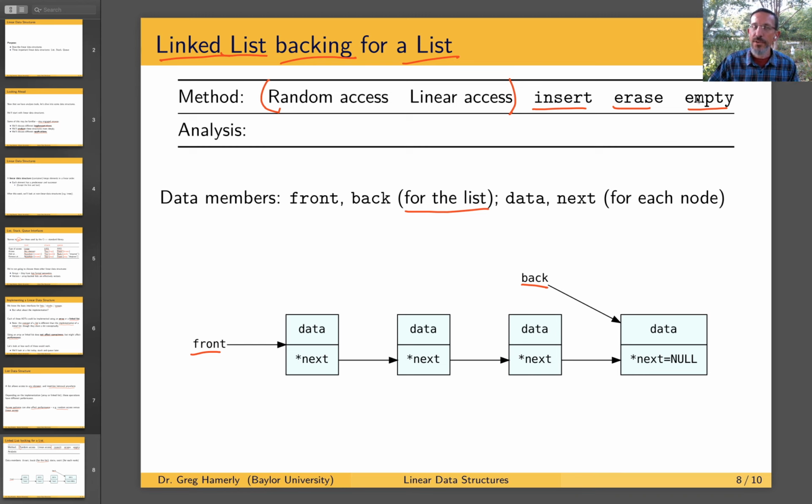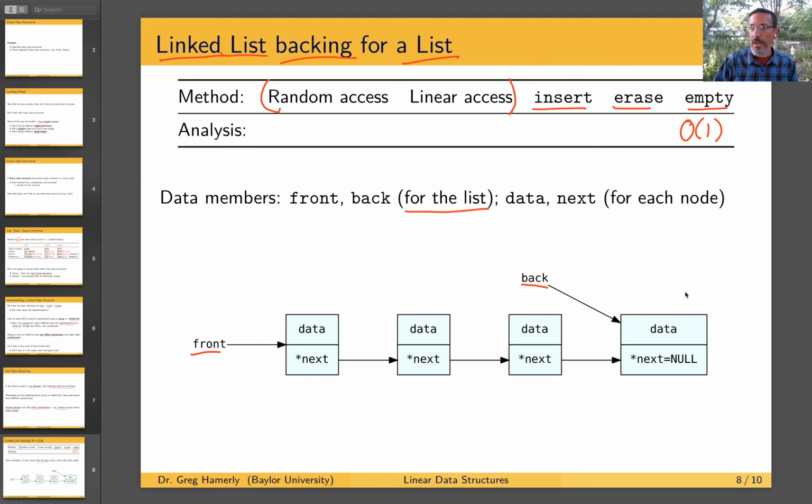The easiest method to implement is empty, right? To determine if this list is empty, what would be true? Well, there would be none of these nodes here. And so what would front and back be pointing to? They would both be pointing to null. So it's pretty easy to tell if the list is empty just by determining if front or back or both are null. So we can implement empty in order one time.